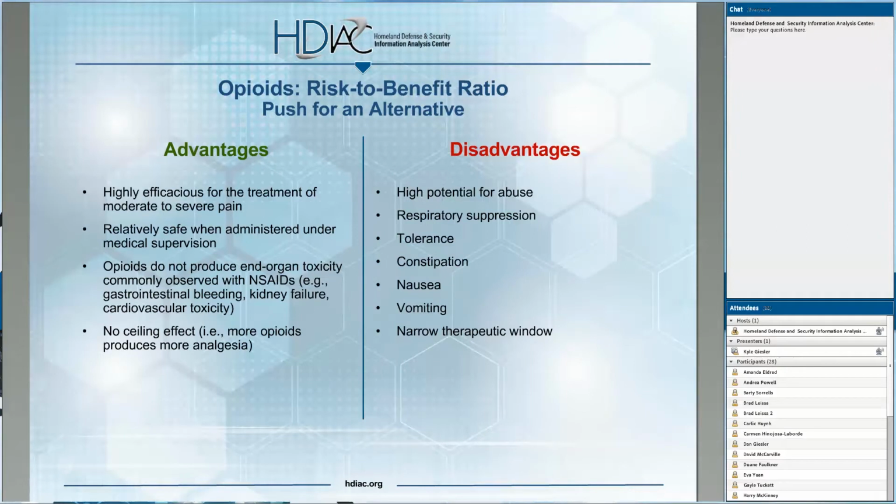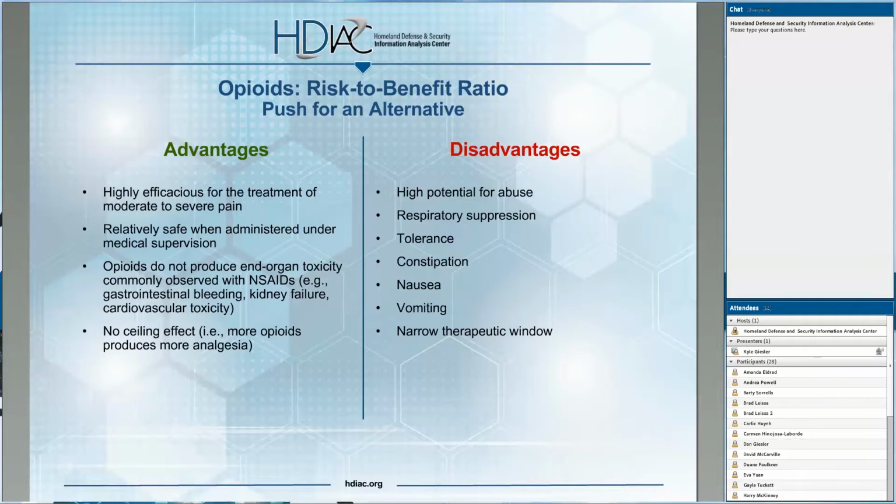Opioids, of course, following that statement, have a significant risk-to-benefit ratio. There are advantages of opioids. They're highly efficacious for the treatment of moderate to severe pain. And they're relatively safe as well when administered under medical supervision, when the dose is known, when the indication is known. And in contrast to, say, NSAIDs or other forms of analgesics, opioids do not produce end organ toxicity. NSAIDs, for instance, are known to cause gastrointestinal bleeding, kidney failure, and come with some severe cardiovascular risks, which can limit their over-the-counter or widespread use.